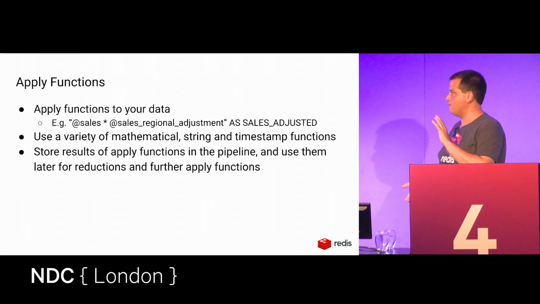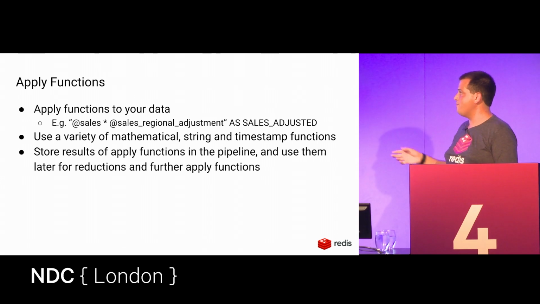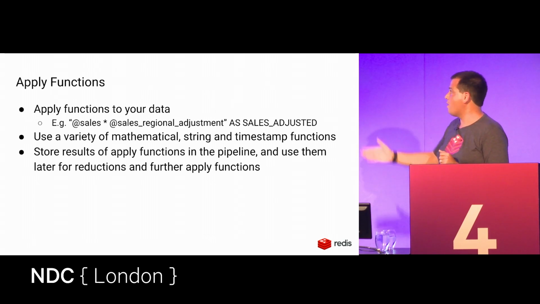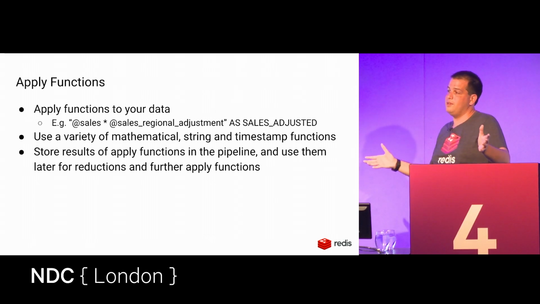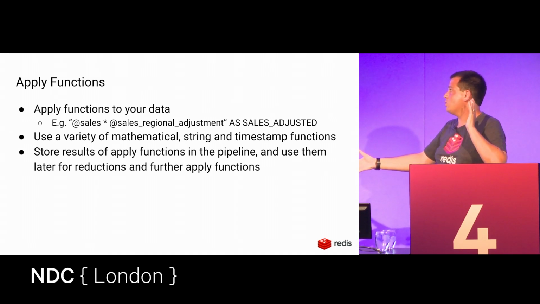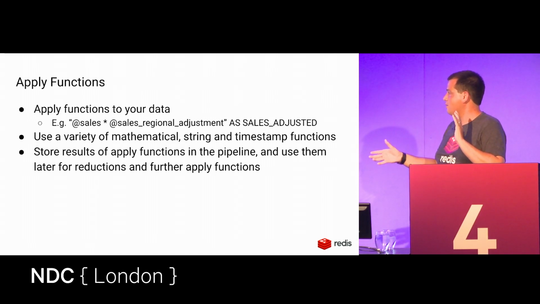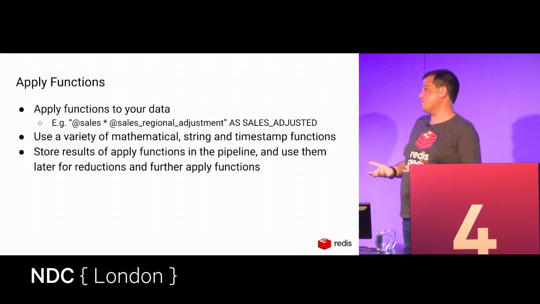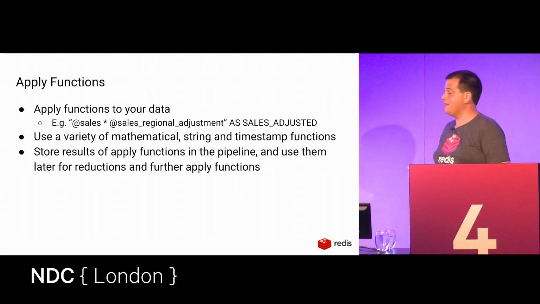for you to access later down the pipeline or when you actually materialize your results. You could do a variety of different mathematical, string, and timestamp functions on the data that you have stored in Redis using apply functions, and you can store the results of an apply function in the pipeline, and then use them further down the pipeline. So if I had a bunch of departments, and I wanted to combine all the sales of all of my representatives together, with this sales adjustment, and I wanted to order my departments by the amount of sales that they had, I can do that using Redis Search and Aggregations.